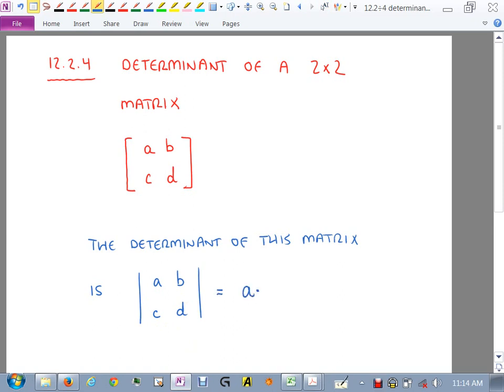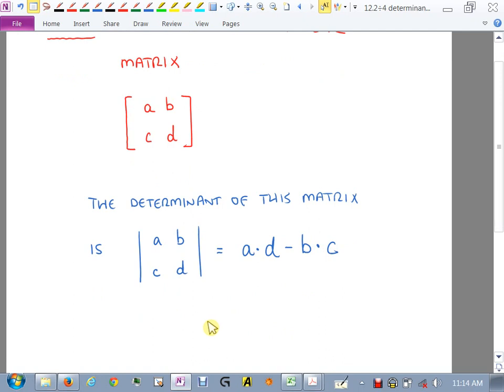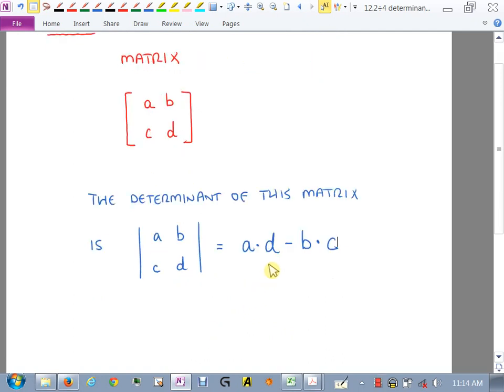It's A times D minus B times C. That's all it is. You're going to multiply 2 numbers together, then subtract 2 other numbers multiplied together. And you can kind of see it. It's this times this, A times D, so diagonally down, minus B times C. Just remember the minus, all right? Remember the minus.